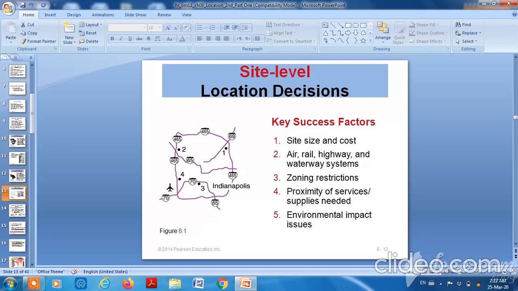1. Site size and cost. 2. Air, rail, highway, and waterway systems. 3. Zoning restrictions and limitations. 4. Proximity of services and supplies needed. 5. Environmental impact issues. These are the key success factors that you have to study in order to choose the optimal location at the site level in Indianapolis city.